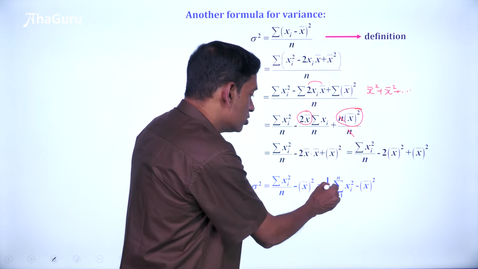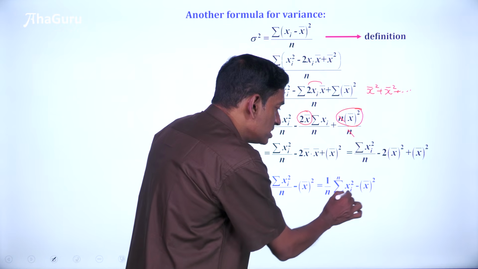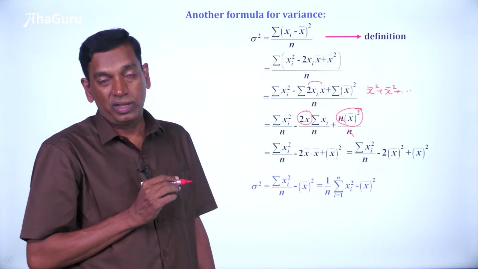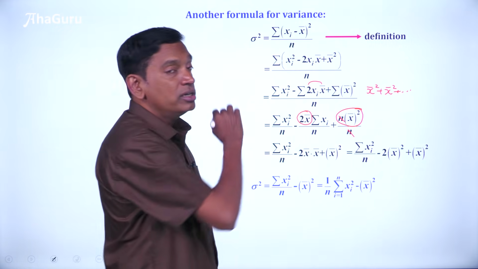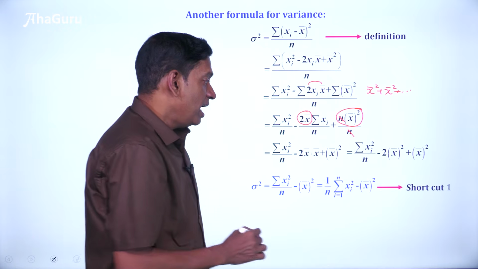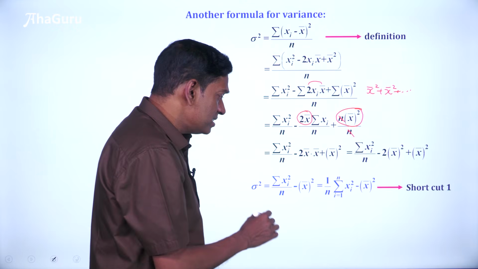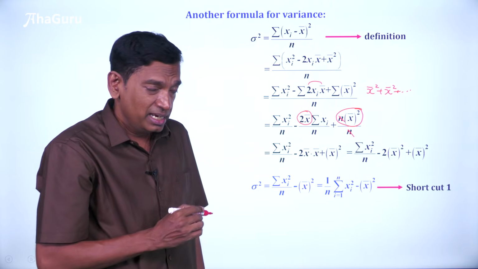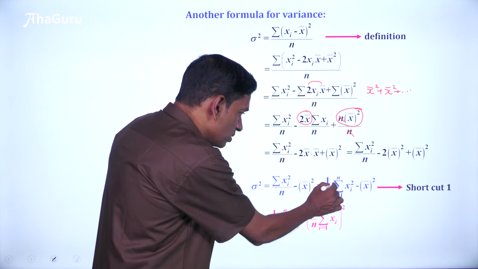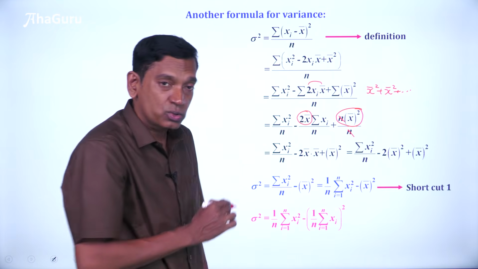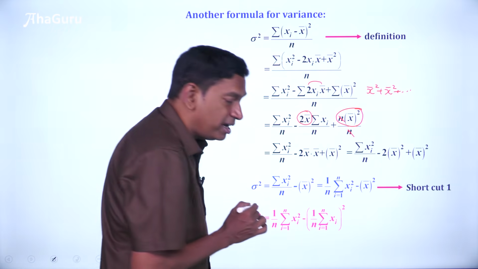Now this can also be written properly as i equals 1 to n xi square summation, that whole thing divided by n, minus x bar square. So this is the formula that we have learnt as an alternative to what is originally in the definition, and we are going to call it shortcut 1. Now we can also write the same thing in another slightly different way, where we can write sigma square is 1 by n summation i equals 1 to n xi square. X bar can be written as summation of xi the whole divided by n.